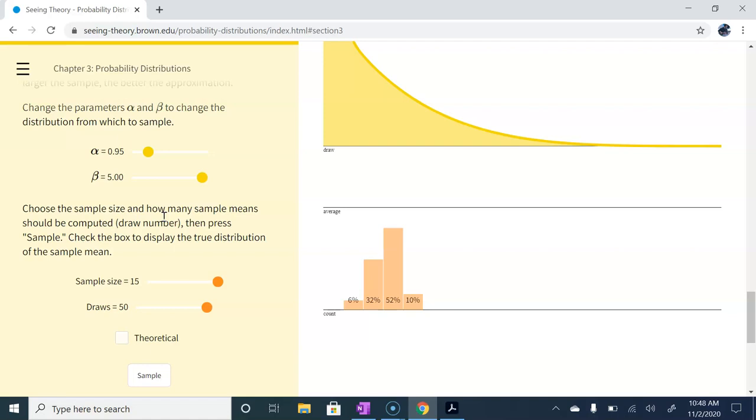If you want to play around with this on your own, like I said, you should be able to Google Seeing Theory Brown and get there. It's a very cool website, and we might show it in later videos too, as I see interactive demos that fit our learning purposes here.